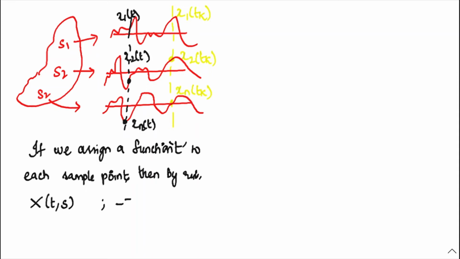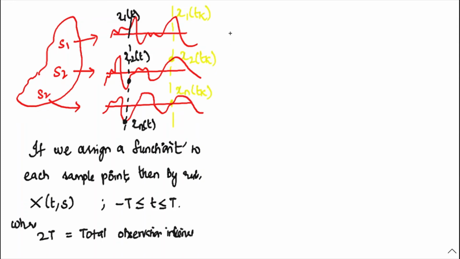As I said, it is represented in terms of capital X. So it is X of t comma s, the representation of an outcome occurring at a particular time in a sample space. So it is t comma s. What is the duration? It occurs between minus T and plus T, so the total observation interval is 2T.